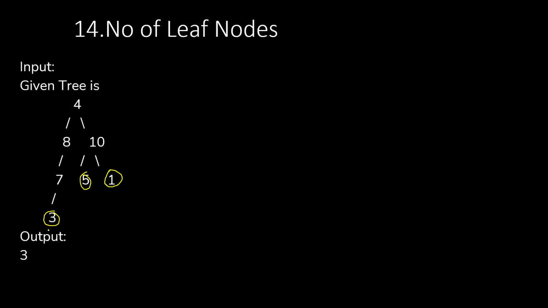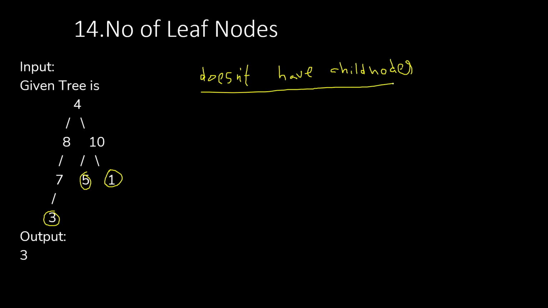For 3, there is no left subtree and no right subtree. For 5, there is no left subtree and right subtree. Similarly, for 1, there is no subtree on the left or right. But if you see the other elements, there is a left subtree present, or a right subtree present, or both of them. So leaf elements are only those elements which don't have child nodes. In this case, you can see clearly 3 doesn't have, 5 doesn't have, and 1 doesn't have any child node. So 1 plus 1 plus 1, which is 3, is the output that we have got.